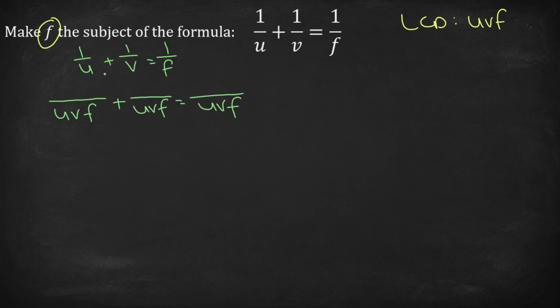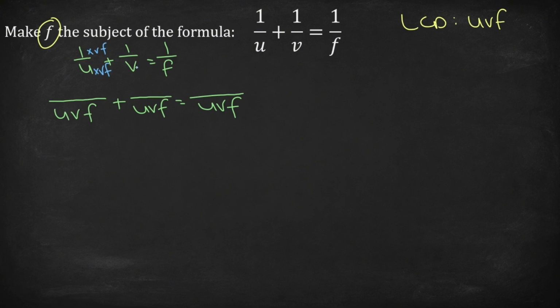Let's add the numerators. So first up, I'm going to ask myself, what do I have to multiply this u by to make it the same as uvf? And the answer is multiply by vf. See, if you multiply by vf, it will be uvf. Okay, and what you do at the bottom, you have to do at the top.